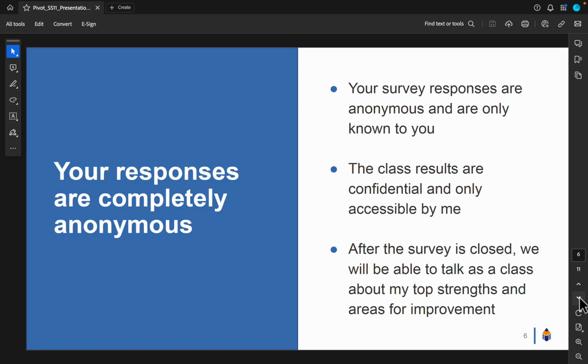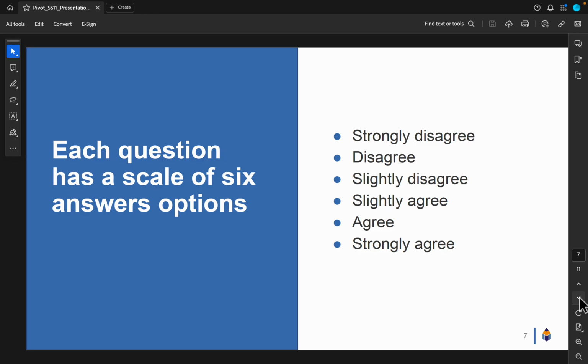As I said before, the results are completely anonymous, but we do get some information as school leaders about the overall climate of the school in terms of learning and teaching, and that's useful for us. But the most important person in this process is your teacher, because they will then be able to look at the data and work out, okay, what are some things that I need to work on to improve my teaching?